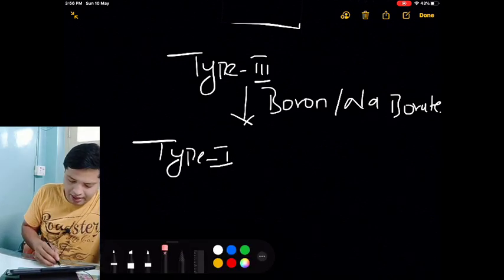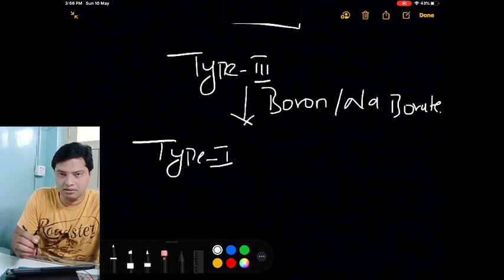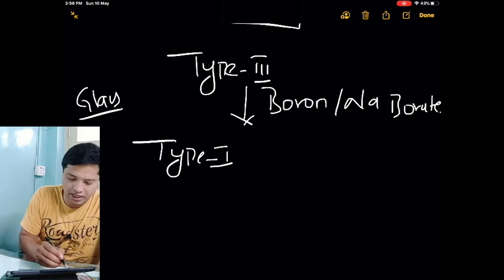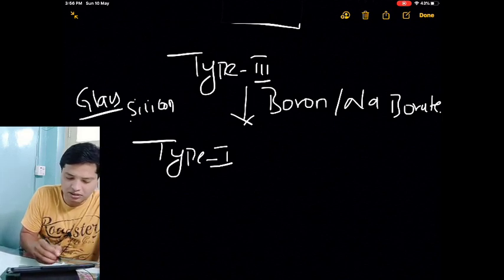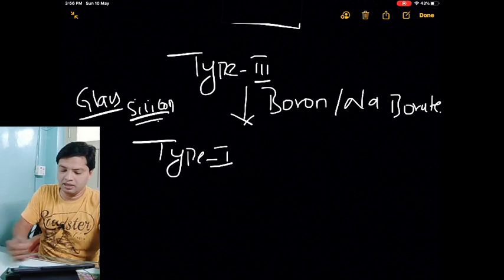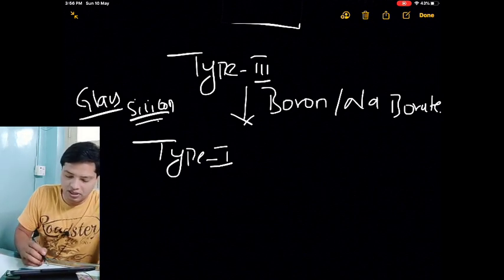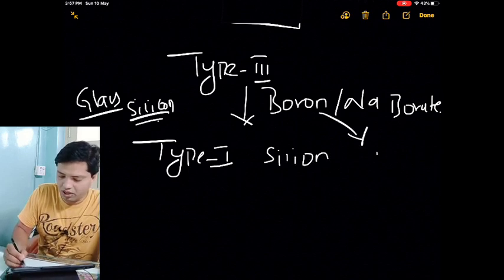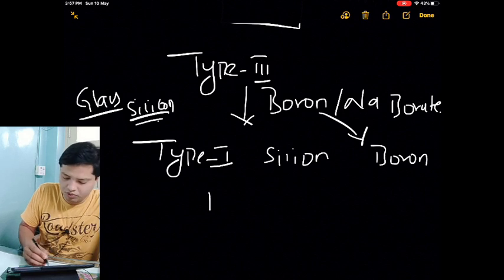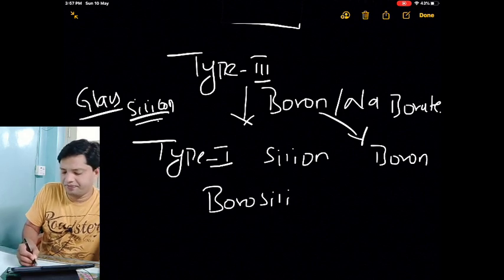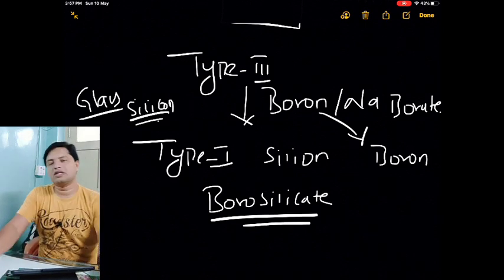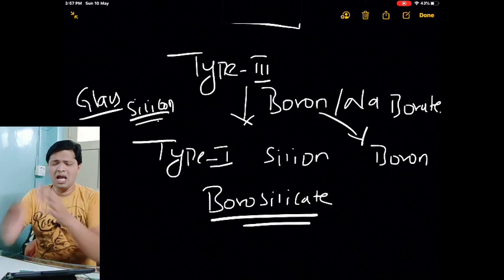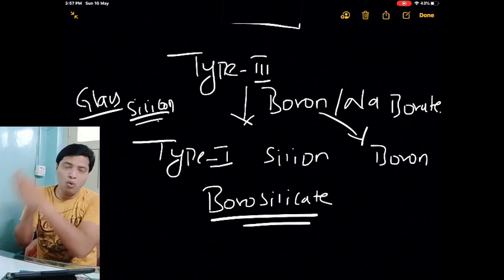If you take a glass, the main content is silicon, as I said earlier. Hence the name is coined: we keep that silicon and we treat it with boron. Hence the name is borosilicate. Because we are treating it with boron and the glass's main content is silicon, we call type 1 borosilicate glass. And this type of glass is more resistant.